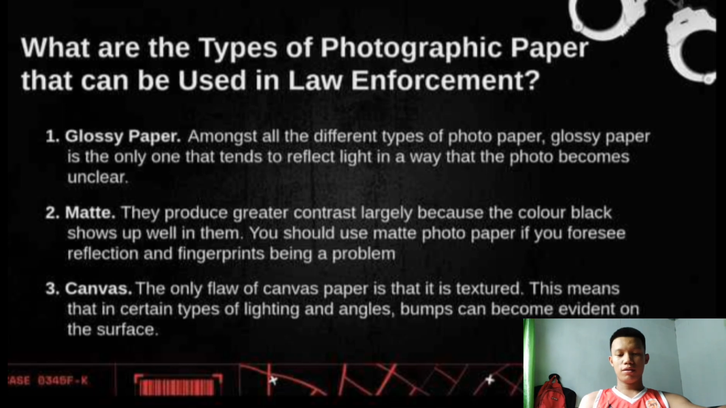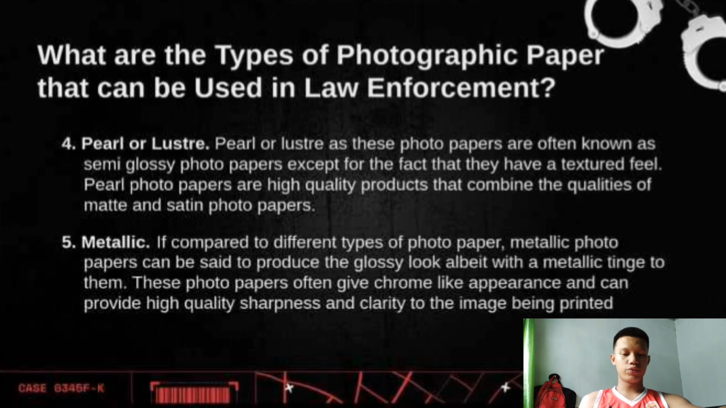4. Pearl or lustre. Pearl or lustre is a photo paper often known as semi-glossy photo paper, except for the fact that they can have a texture feel. Pearl photo papers are high quality products that combine the qualities of matte and satin photo paper.